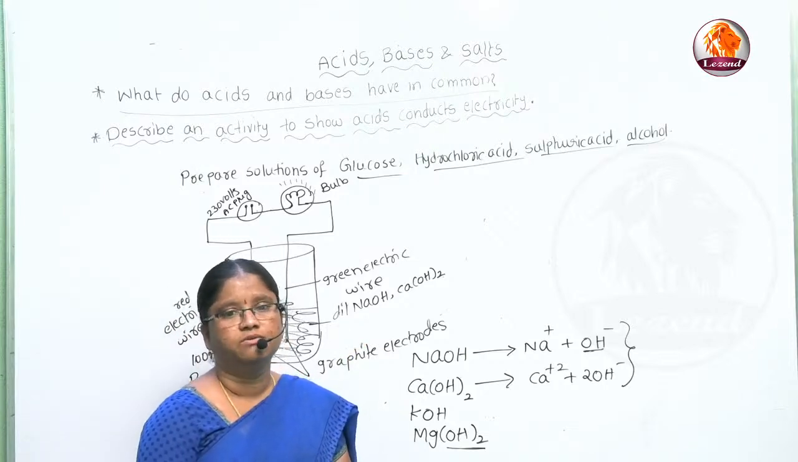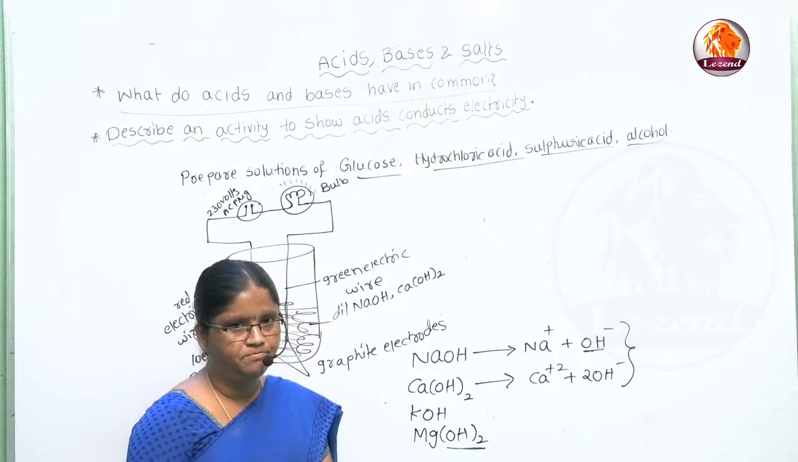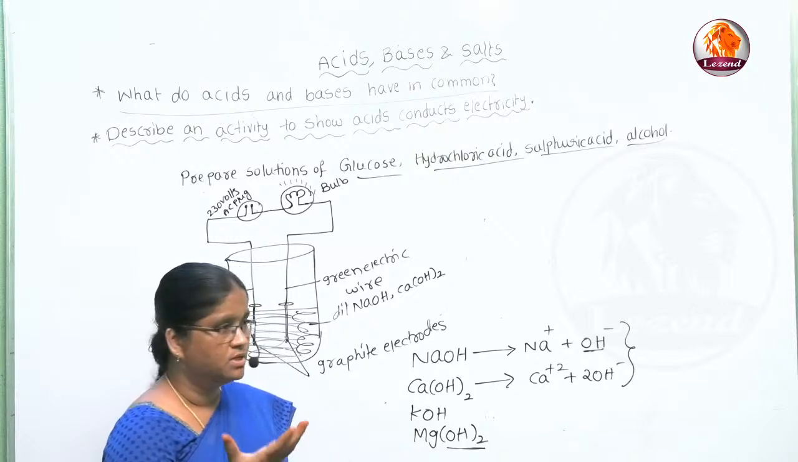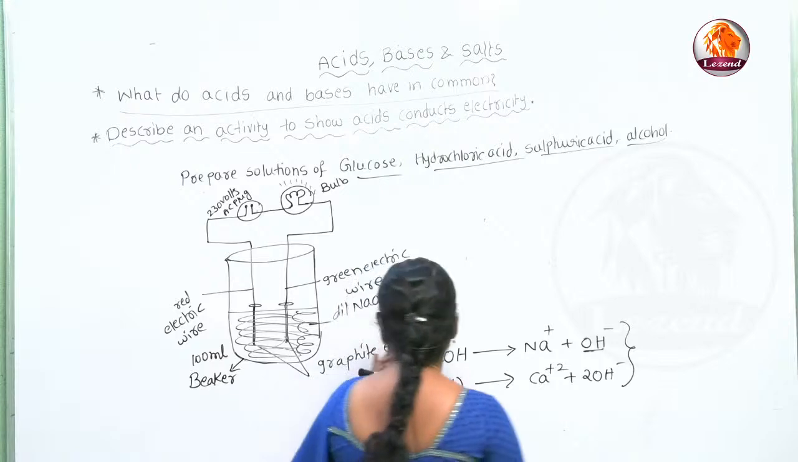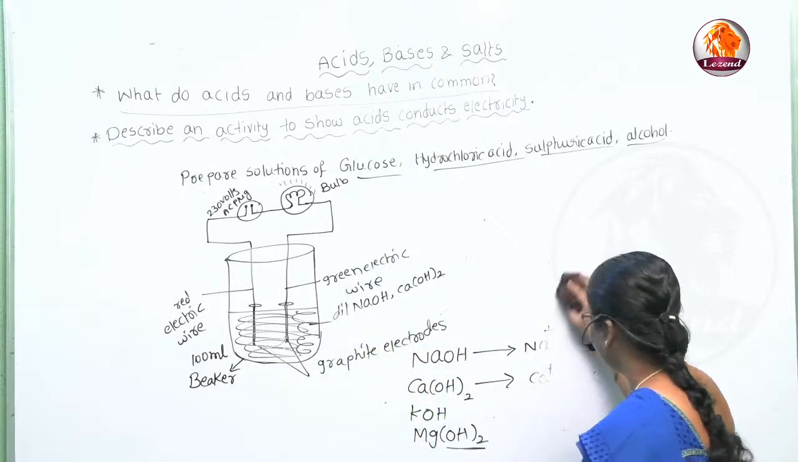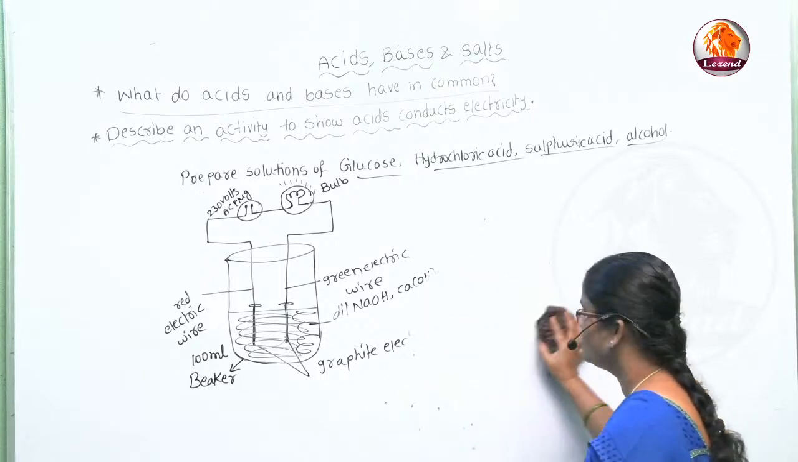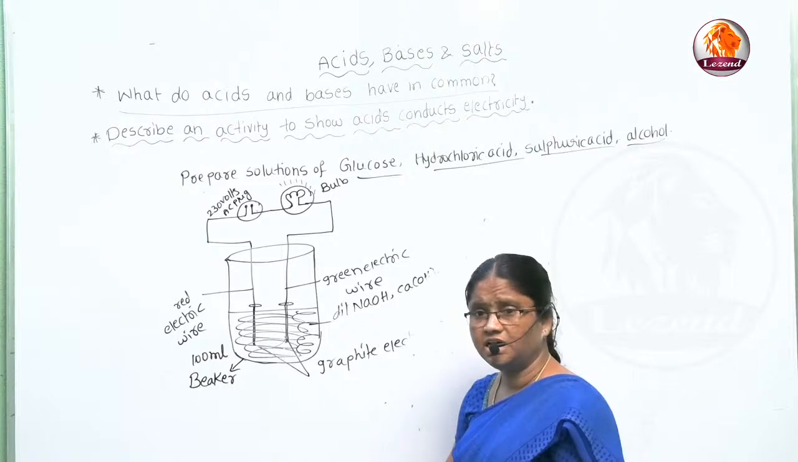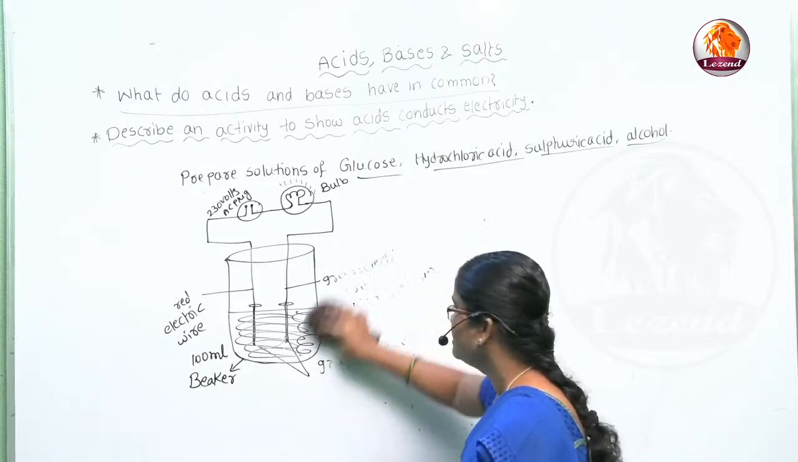Hydroxide ions. We have to confirm that bases have hydroxide ions in them, and also that acids have hydrogen ions, H plus ions, in common. So with this activity we can prove what acids and bases have in common. What do acids have in common? What type of ions or which element is common in acids? The hydrogen element, but the H plus ion is common in acids.